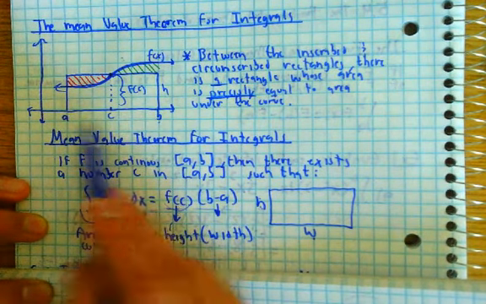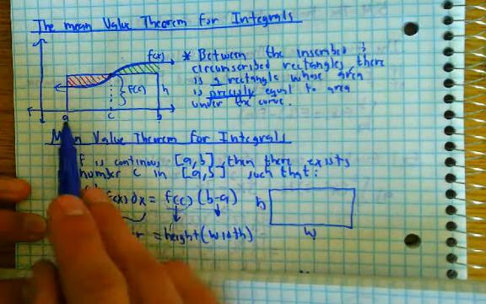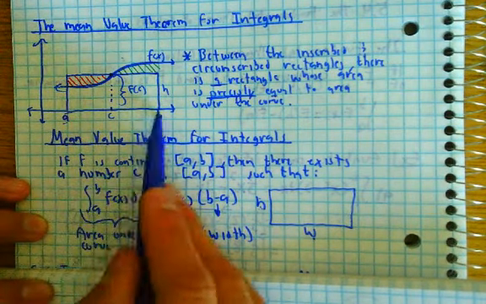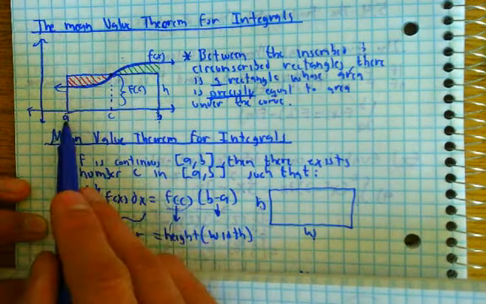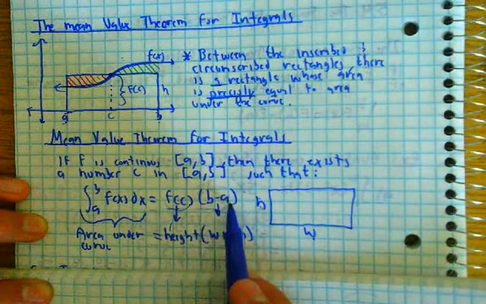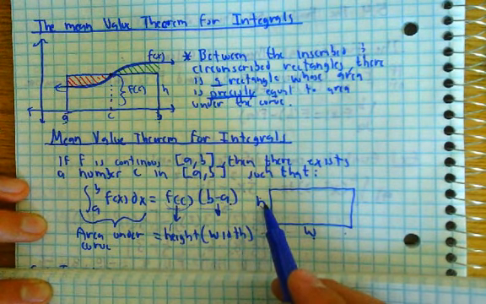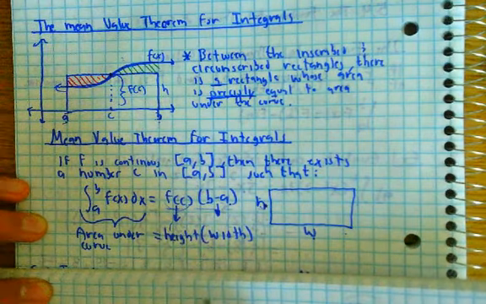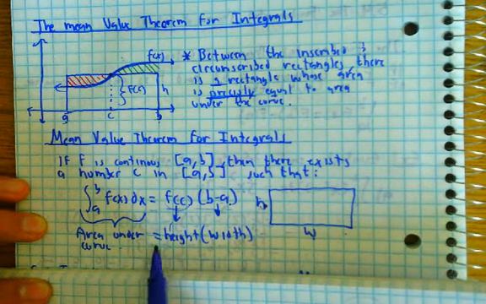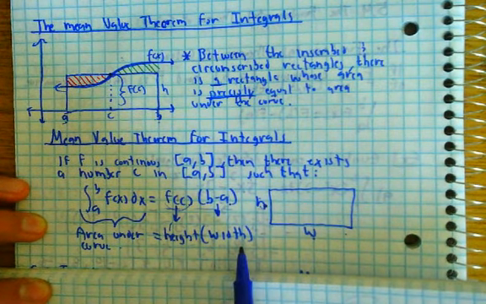Well, think about it. If b and a are these endpoints, that means that to find this entire length, you're going to take b minus a. And that's the reason why I have b minus a, and that gives you the width. Therefore, width times height gives you the area. And that is the reason why the integral would be equal to this in this case. So the area under the curve is equal to the height times the width.